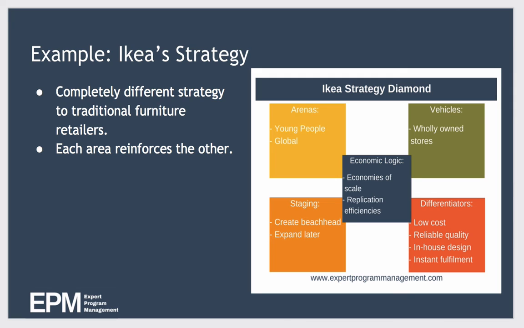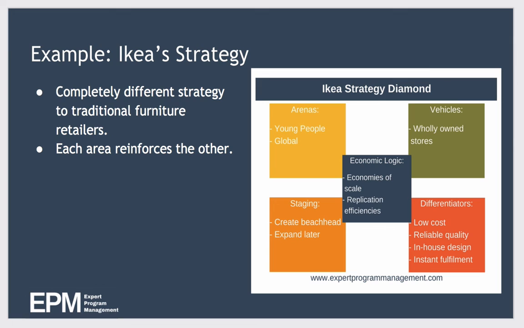And as you can see, IKEA's arena is young people to whom they sell inexpensive furniture. Their vehicle is through wholly owned stores. Their differentiators are low price, reliable quality, and in-house design. And finally, their economic logic comes from economies of scale and replication efficiencies.